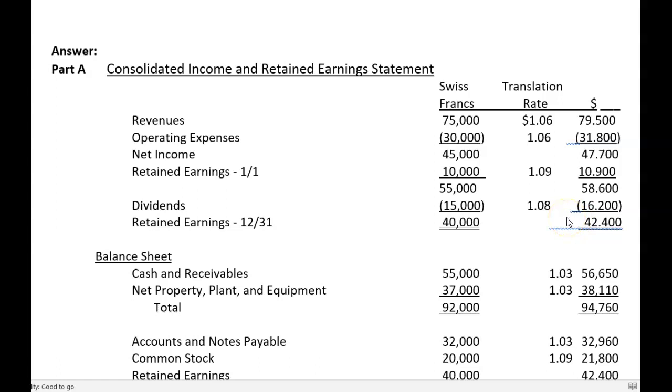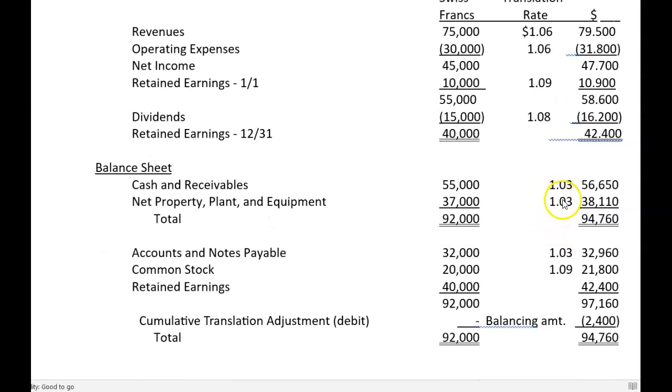Then we're going to translate the balance sheet, and as you can probably see, because we're using different rates, we're going to have a difference, okay, and that's going to be the translation adjustment. So cash and receivables use the rate that is in effect at the end of the year. Same with accounts and notes payable. For common stock, you use the beginning of the period rate. There hasn't been any change in the common stock balance. So $1.09 is what we'll use to translate that.